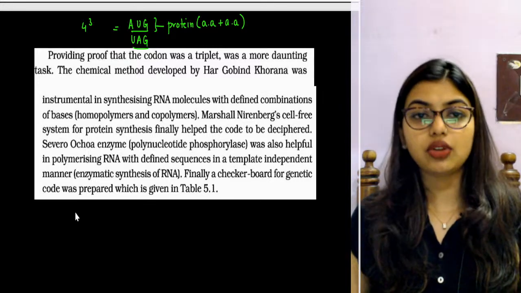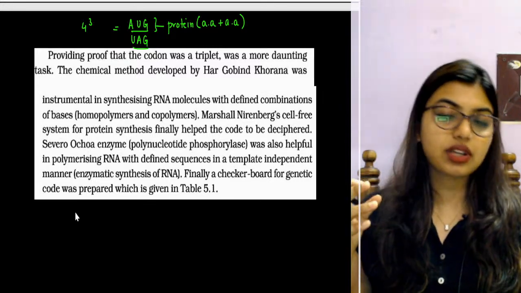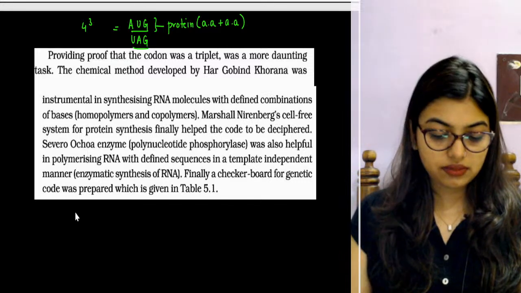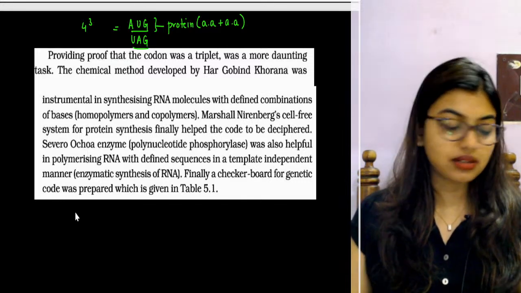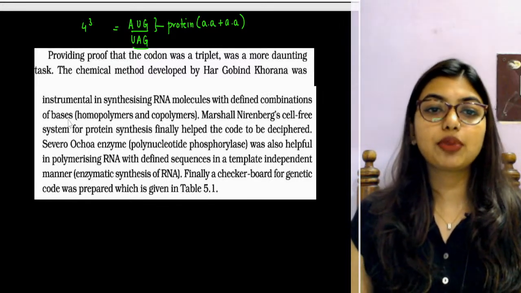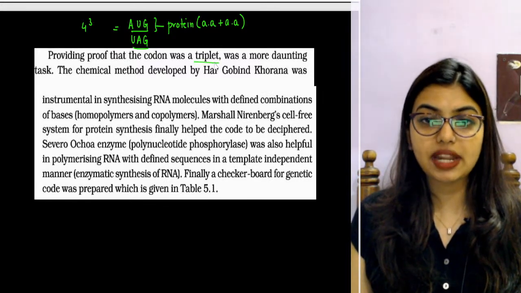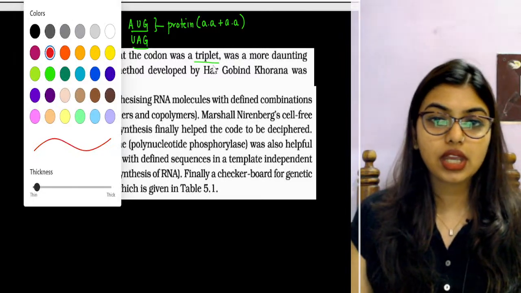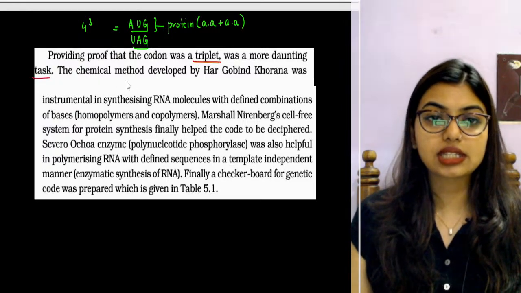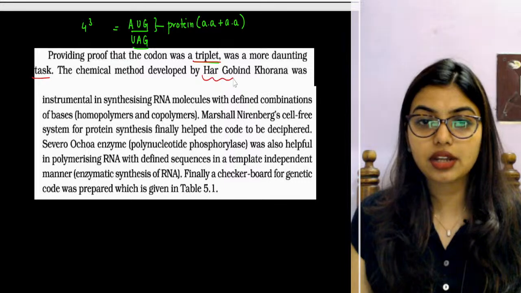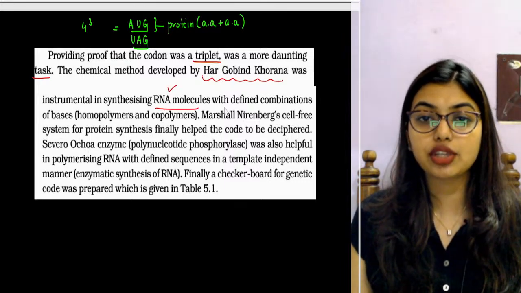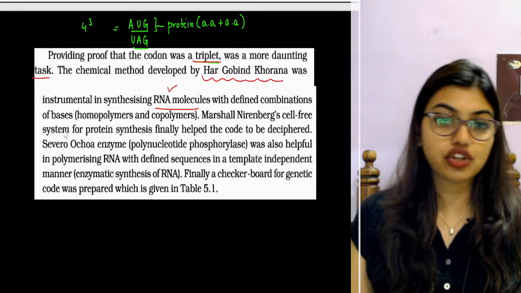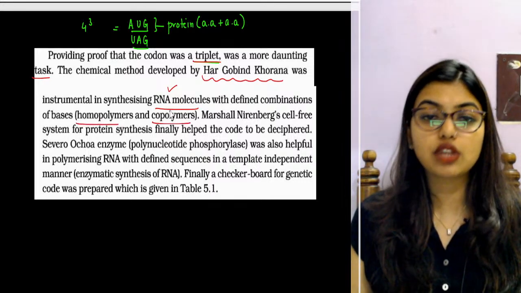Okay, so this kept changing. Why so? Now, providing proof that the codon was a triplet was a more daunting task. The chemical method developed by Har Gobind Khorana was instrumental in synthesizing RNA molecules with defined combinations of bases, that is homopolymers and copolymers.